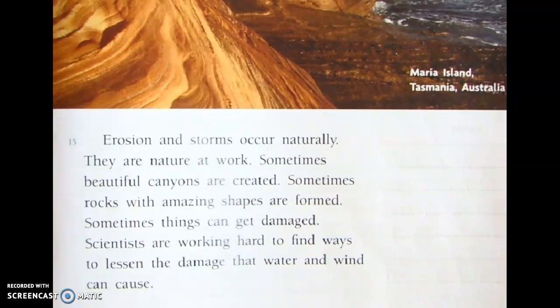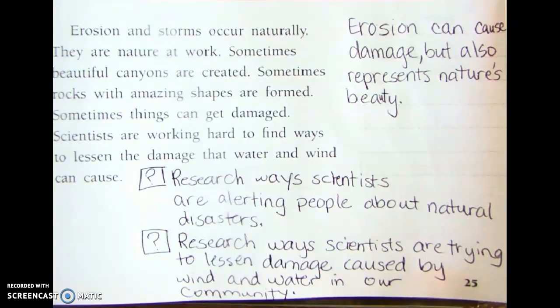Paragraph 15, erosion and storms occur naturally. They are nature at work. Sometimes beautiful canyons are created. Sometimes rocks with amazing shapes are formed. Sometimes things can get damaged. Scientists are working hard to find ways to lessen the damage that water and wind can cause. In the final paragraph of our conclusion, the main idea is that erosion can cause damage, but also represents nature's beauty.